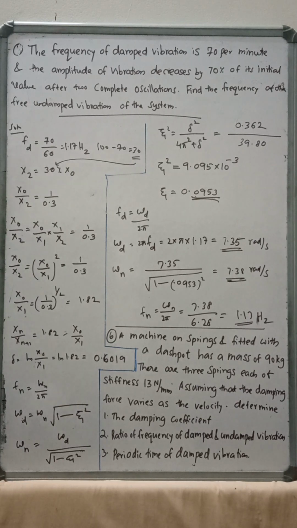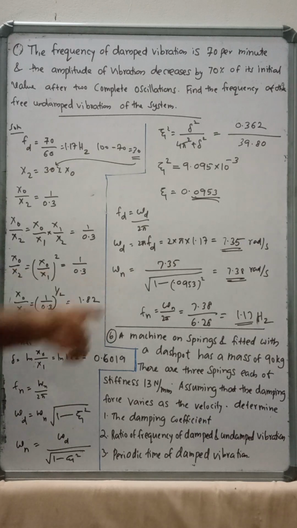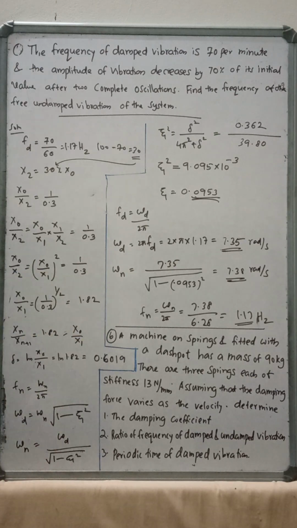Omega d is equal to 2 pi into fd. So 2 into pi into 1.17. So you will get the value of omega d as 7.35 radian per second. Then omega n is equal to omega d divided by root of 1 minus zeta square, 7.35 divided by root of 1 minus 0.0953 square, is equal to 7.38 radian per second.